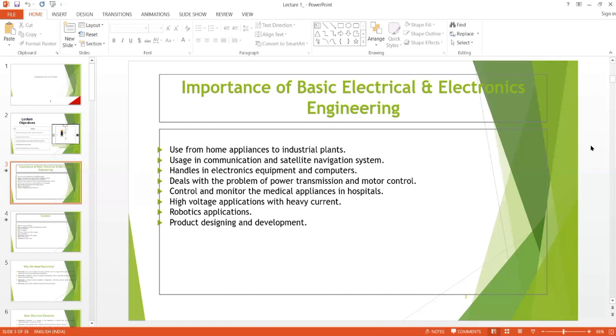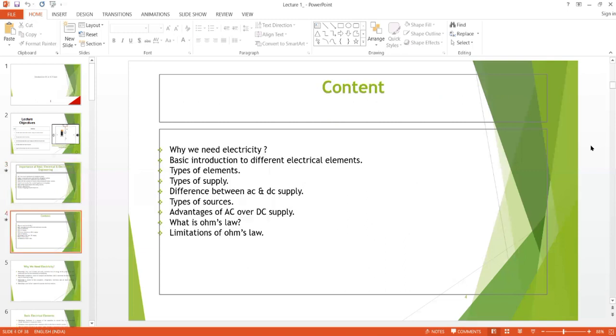Electrical is used in industrial plants, communication, satellite navigation systems, electronic equipment, medical appliances, and product designing and development. These are the contents: why we need electricity, why there are different types of electrical elements, and what the types of elements are, active and passive. We will go a little bit into detail: what active elements are, what passive elements are, and what their examples are.